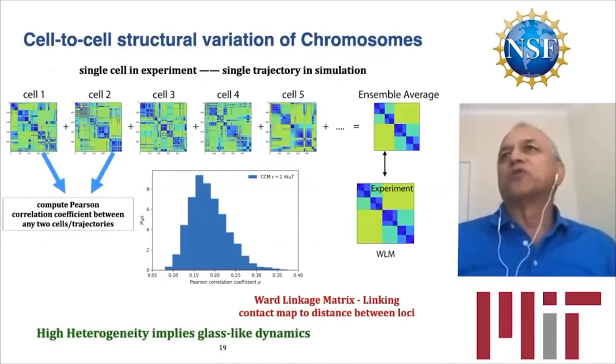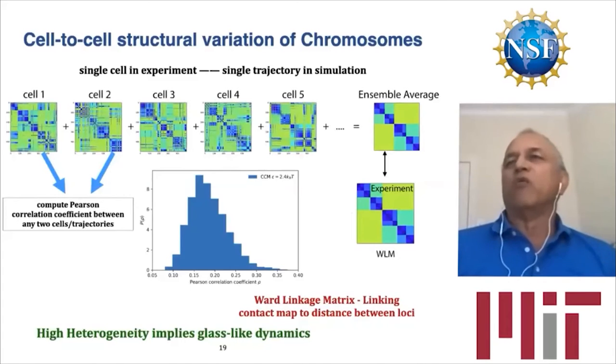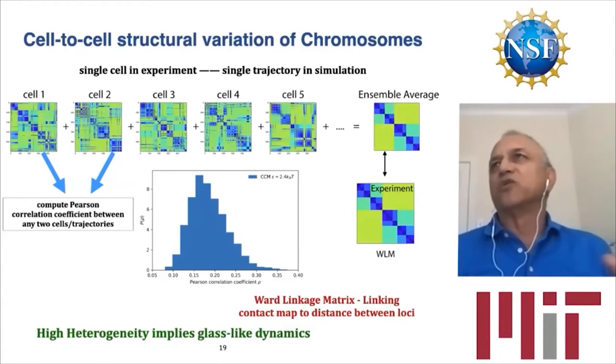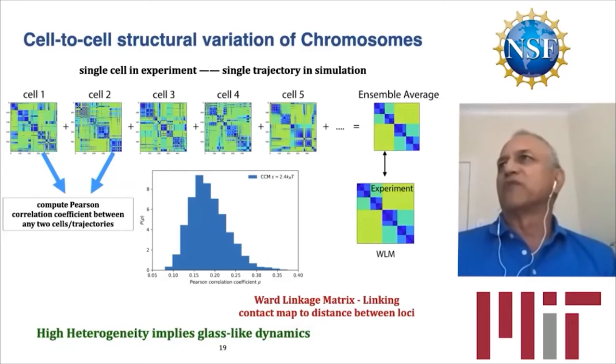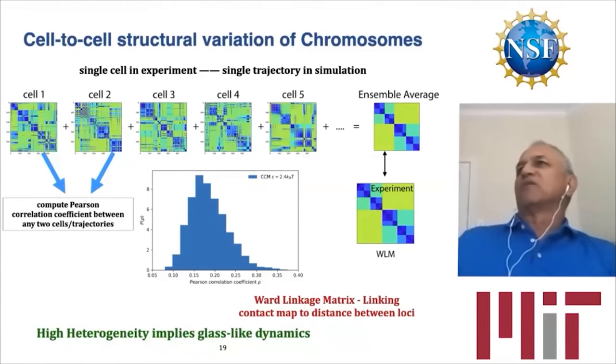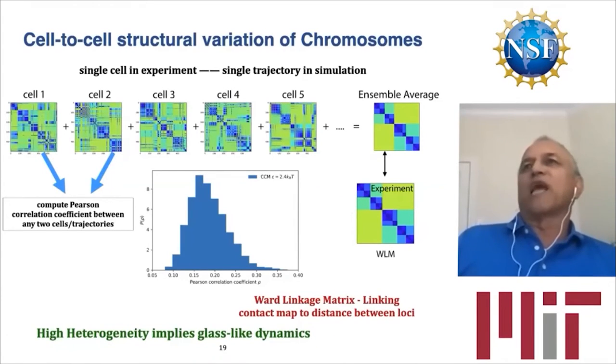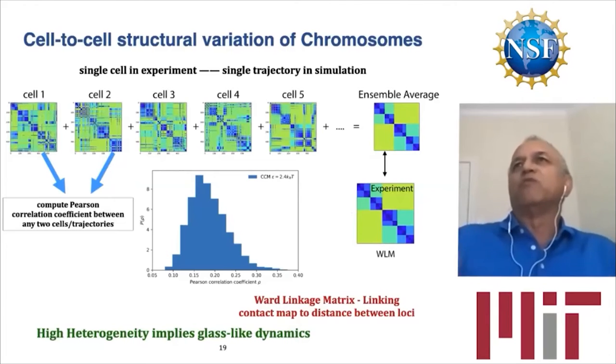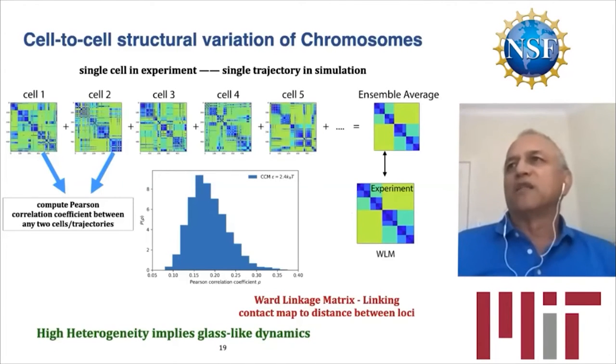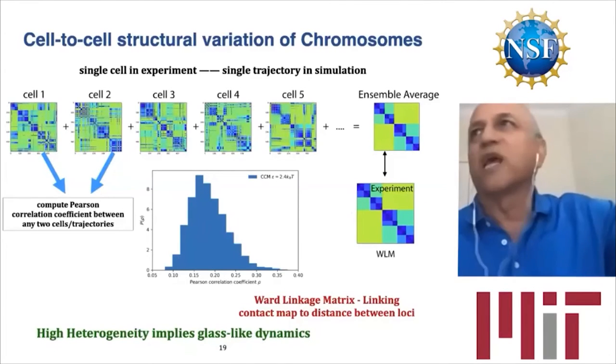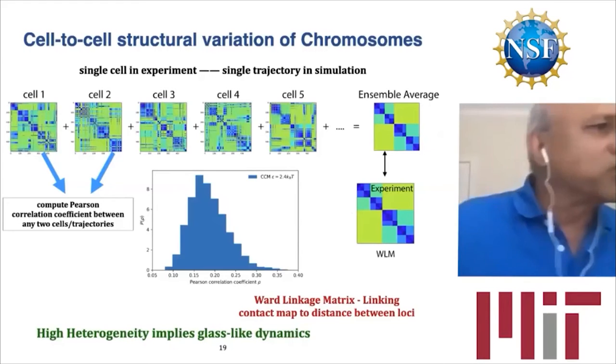And this is, of course, also seen in simulations where we generated various cells starting from different initial conditions, and those are the 5 cells that are shown on the left-hand side. On the right-hand side is an ensemble average. And if you want to calculate the Pearson correlation between any two of those cells, that's shown in the bottom graph, and there is absolutely no correlation.